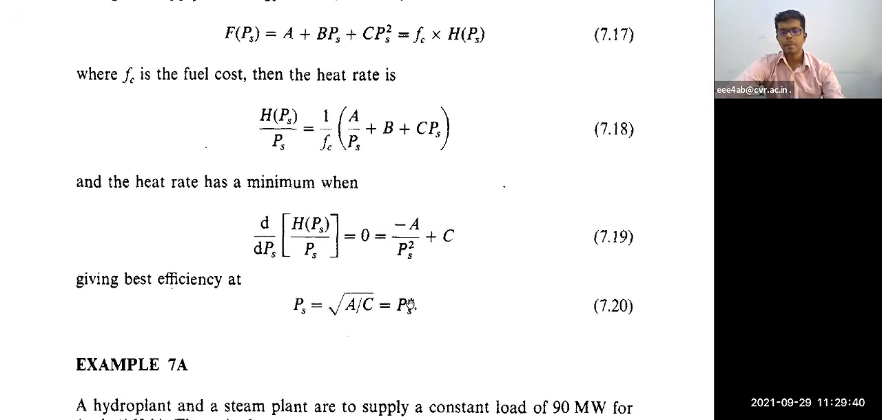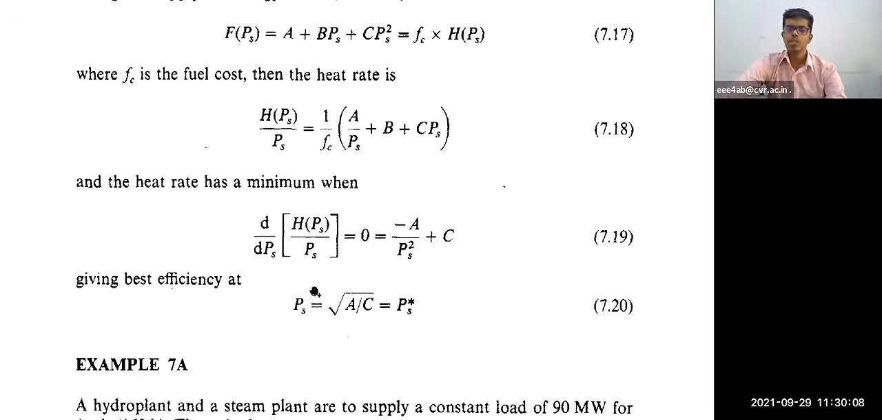So Ps star is nothing but the optimum value of the power being generated from the steam power generating unit. That is Ps star, which is nothing but root of A divided by C. This gives the best efficiency. So best efficiency, Ps star is nothing but root of A divided by C. Take this as equation number 20.